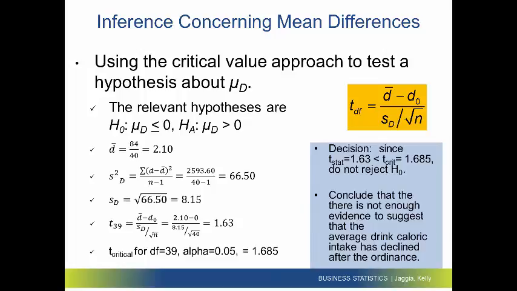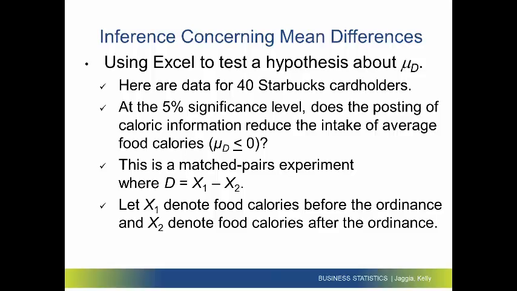Next, we need to find our t-critical value from our t-tables. In this case, it is 1.685. As the hypotheses relate to a one-tail upper-tail test, this number remains positive. Our decision is not to reject the null hypothesis, as the t-statistic is smaller than the t-critical value. The conclusion, therefore, is that there is not enough evidence to conclude that the average calorie intake for drink purchases has declined after the advertising of the calorie information.